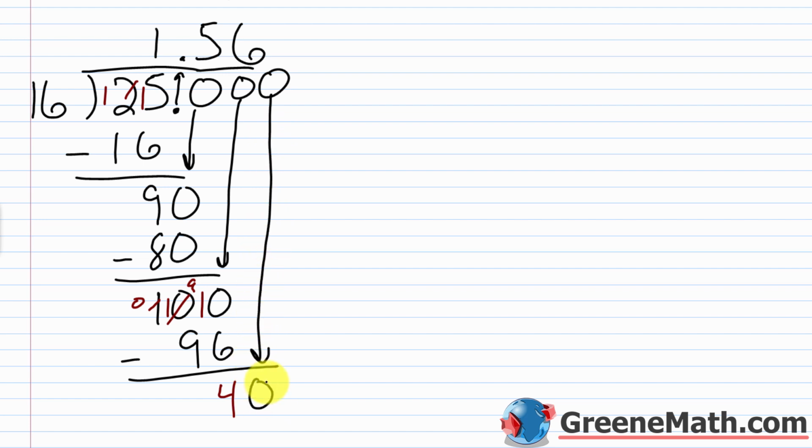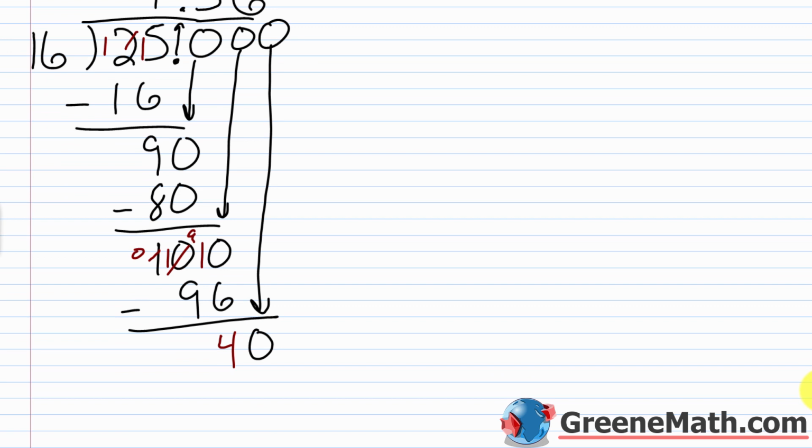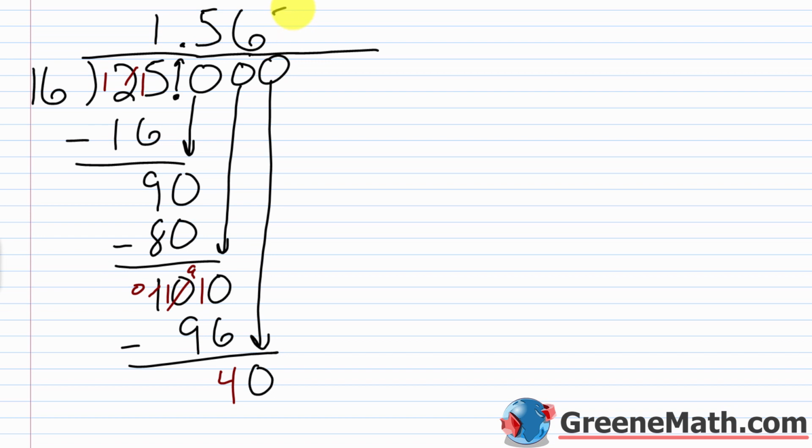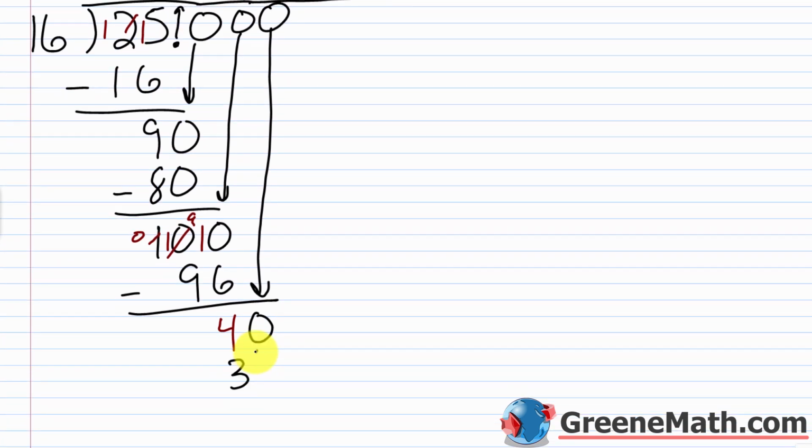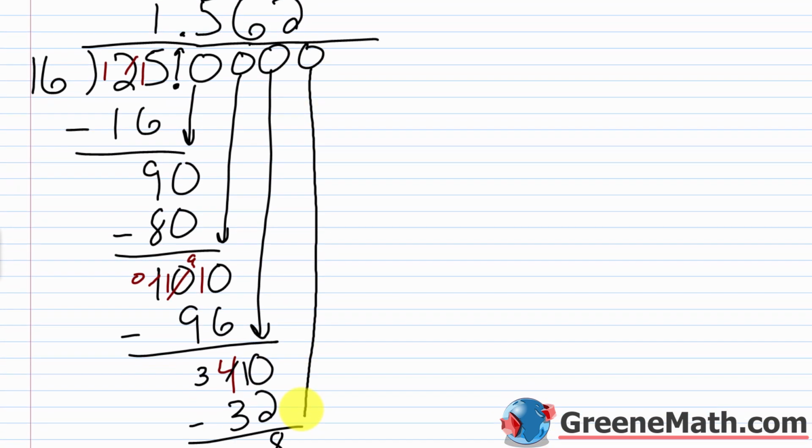So how many times will 16 go into 40? Well, only twice. 2 times 16 is 32. Subtract and we're going to get 8. Right? Borrow from the 4, this will be 3. This will be 10. 10 minus 2 is 8. Put a 0 here and bring that guy down.